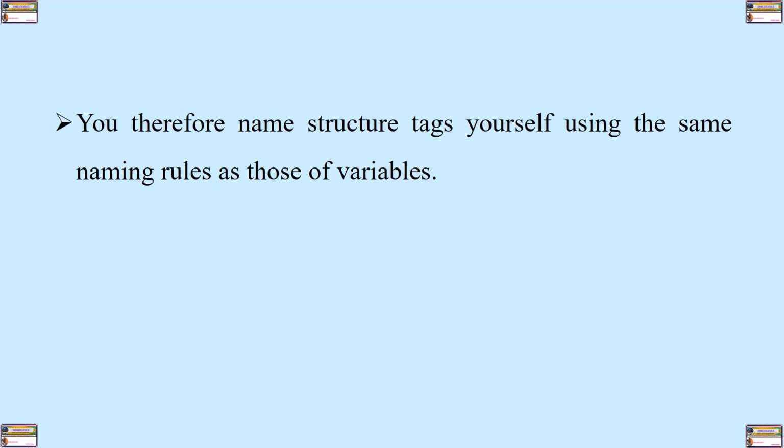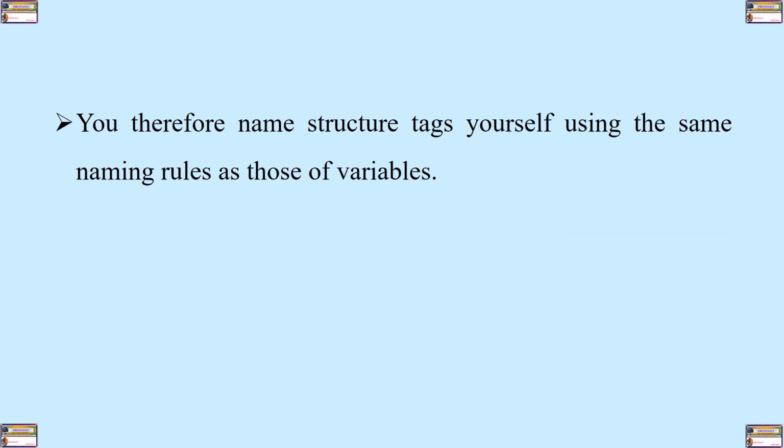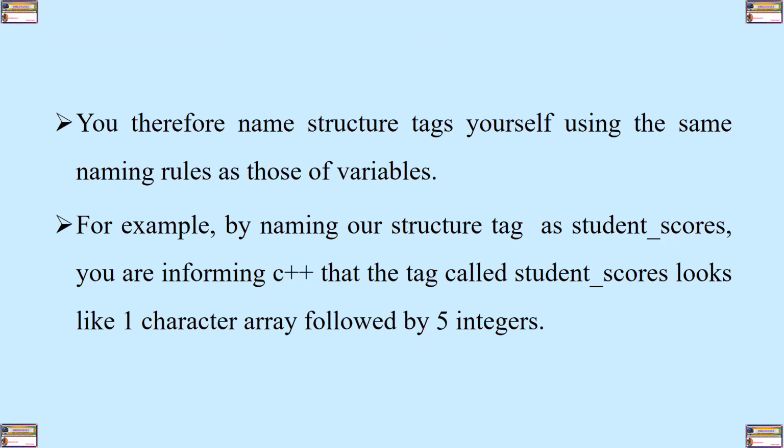You therefore name structure tags yourself using the same naming rules as those of variables. For example, by naming our structure tag as student scores, you are informing the C++ compiler that the tag called student scores looks like one character array followed by 5 integers. Why? Because our structure has 6 members, with one member being the name, which is a character array, and the other 5 are integer types.